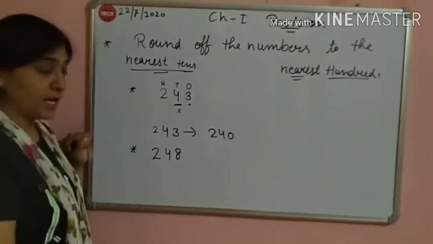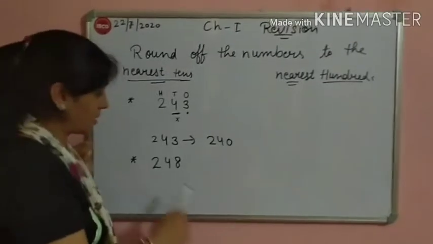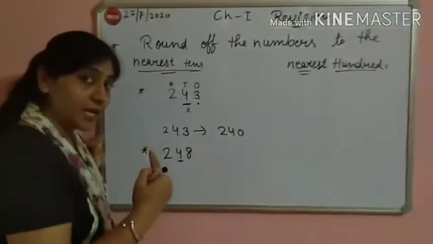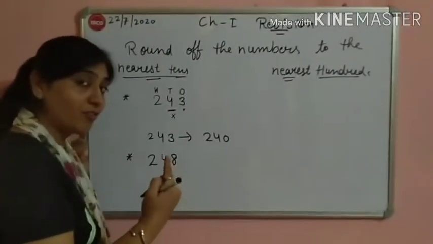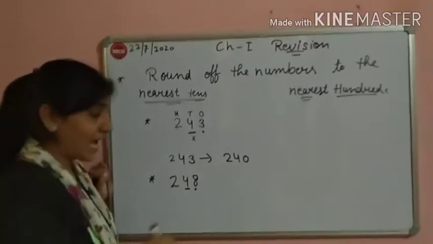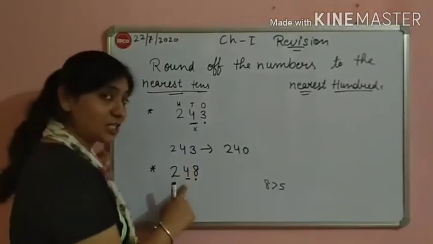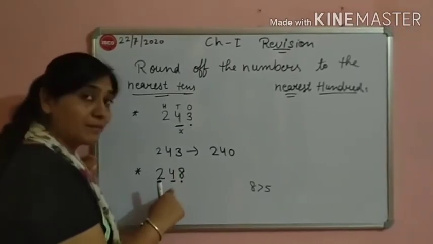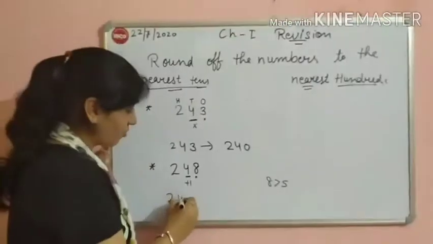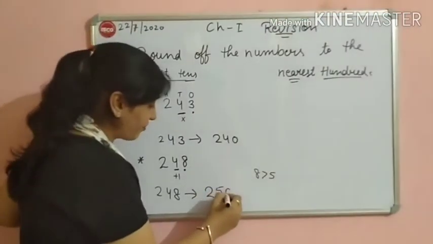Okay. I am taking one more example, 248. I have to again round off this number to the nearest 10. Ones, tens, 100. So I have to check the right side digit of which place? Tens place. See, what is it? It is 8 and 8 is greater than 5. So there is a change in the tens place digit. So 4 becomes 5. It means we have to add 1. So this number 248 is rounded up to 250.